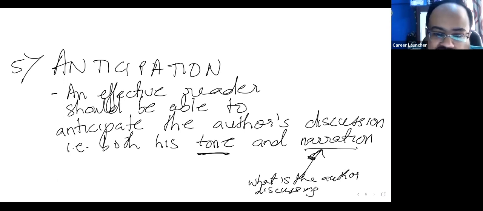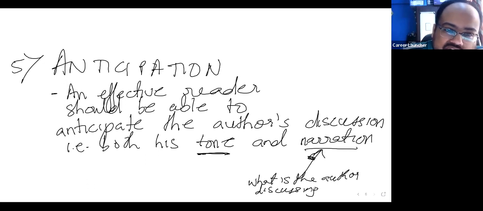So if he has made 1 or 2 sentences, what is his next sentence likely to be? To a certain extent, an effective reader should be able to anticipate, right? To a certain extent. No one can completely anticipate what a person is seeing for the first time. No one can do that. But to a certain extent, based on what you have read.